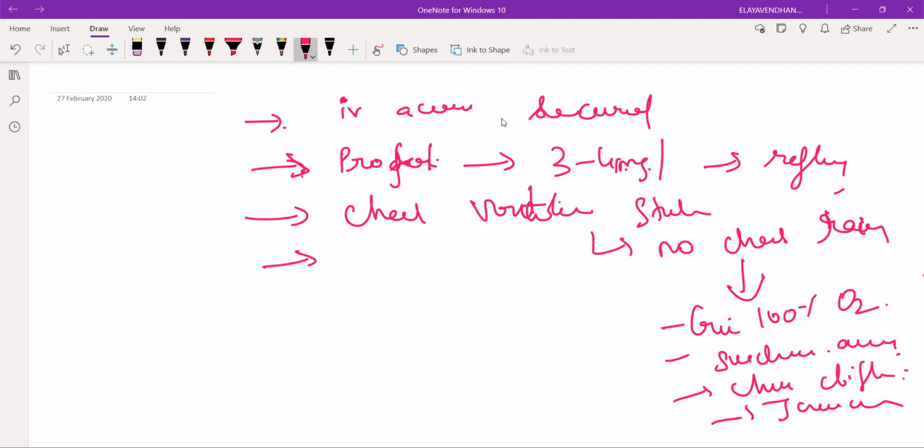Then I will keep some PEEP, sir. Positive end-expiratory pressure, put some PEEP and try to ventilate. Not PEEP, it is CPAP. Okay, and I ventilate manually with the CPAP. Still no mask ventilation. What do you do?